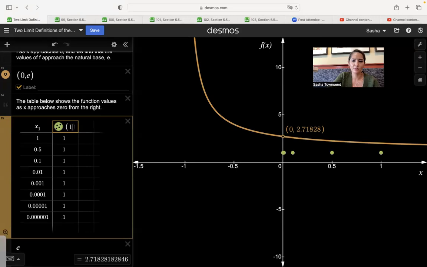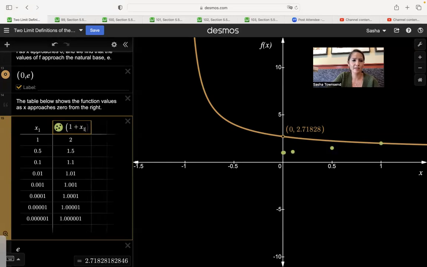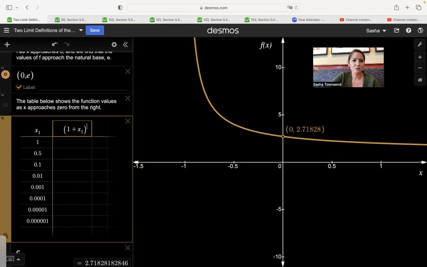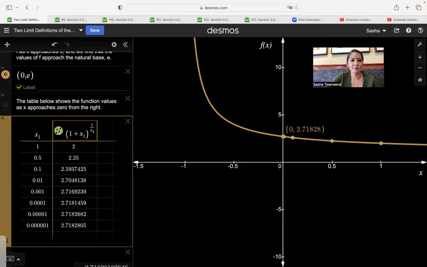So let me type it in. Instead of writing f of x1, let's type 1 plus x1 raised to the 1 divided by x1. That way we've got that formula there for us. It's the same as f evaluated at x1. So if I plug in 0.5 for x, I've got 1 plus 0.5, which is 1.5, raised to the 1 divided by 1/2, which is 2. So 1.5 squared is giving us that 2.25, and we plot it.